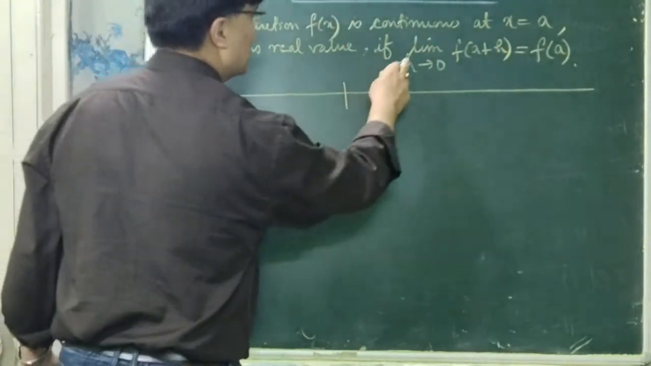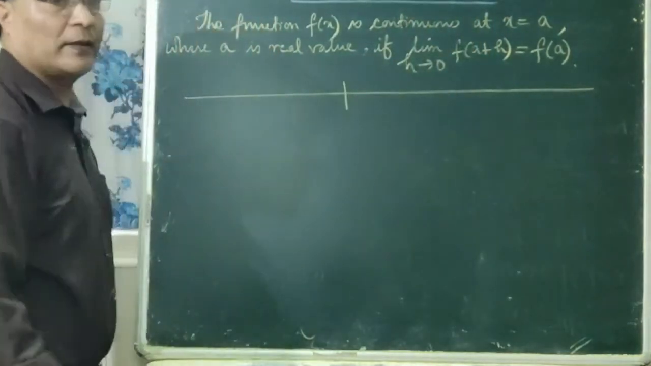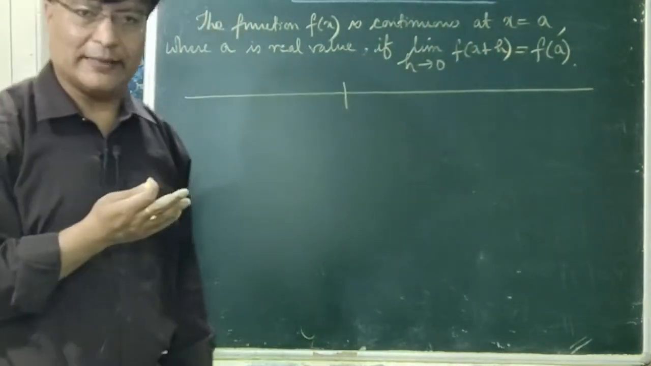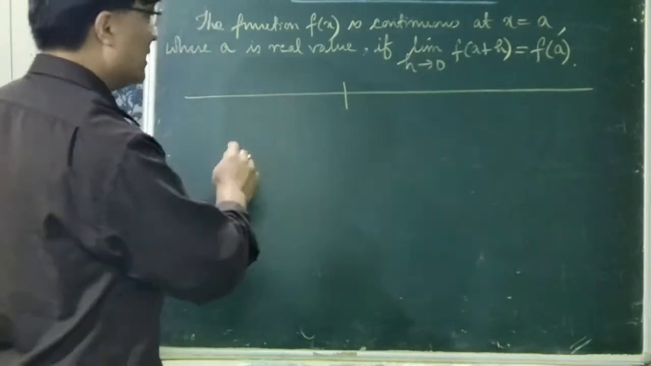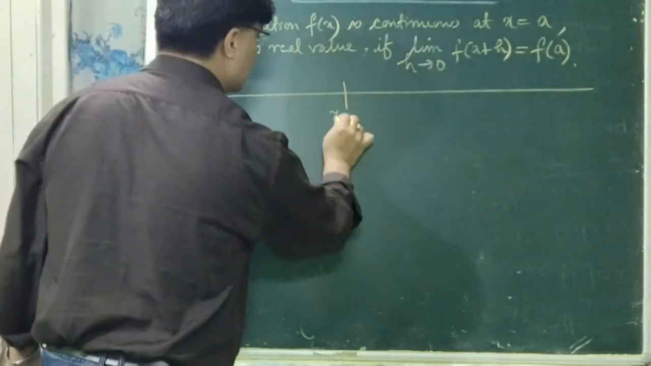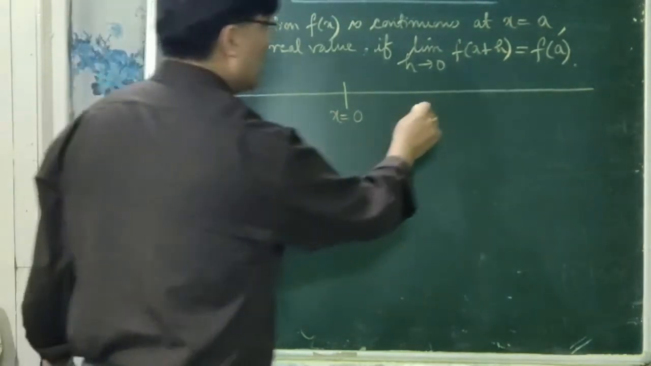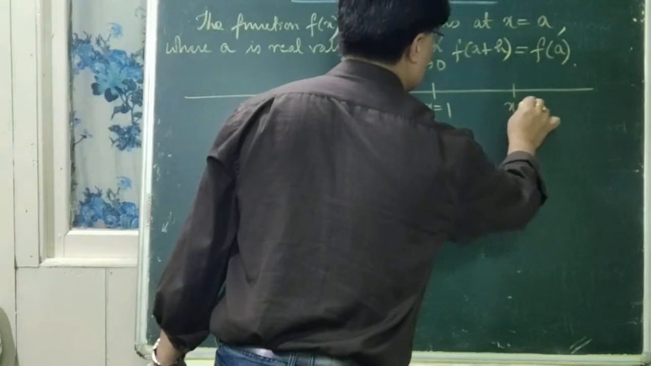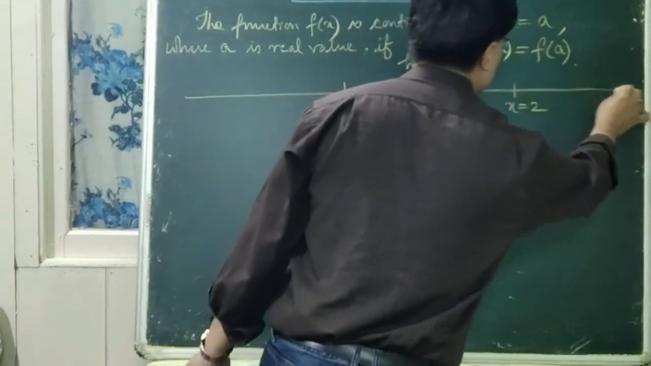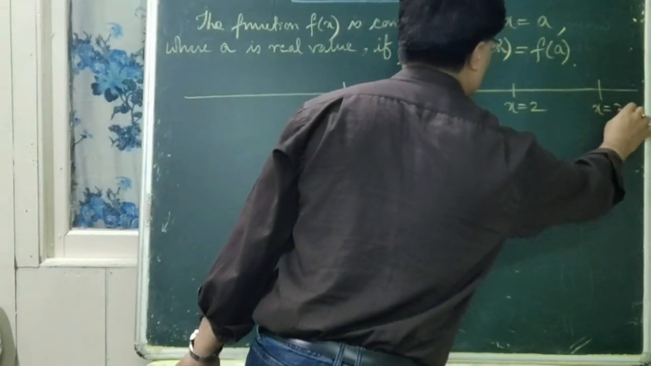Suppose here we have taken x is equal to a. a may be any real number, so let us take a as 0. Suppose x is equal to 0, and suppose this is x is equal to 1, this is x is equal to 2, and so on, and there is x is equal to 3.